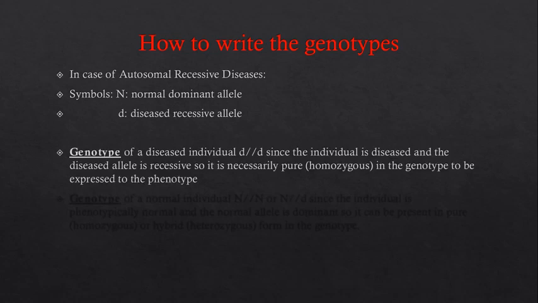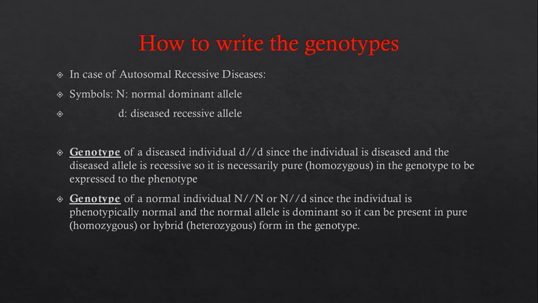In the case we have a diseased individual, the genotype is supposed to be pure: pure, small d, since the individual is diseased. So this is if we can notice that the individual is diseased from the pedigree and the diseased allele is recessive. So we already know that the diseased allele is recessive, so it is necessarily pure. Also, we can say homozygous in the genotype for it to be expressed into the phenotype. So this is how we are supposed to write the genotype of an individual who is diseased in the case where the diseased allele is recessive.